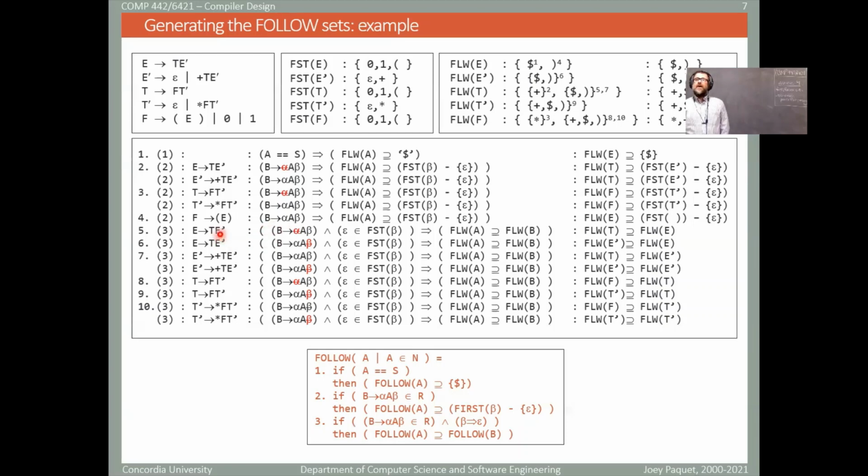So for example, here, obviously E prime can finish this sentential form. So I have found an occurrence of this pattern where E prime is beta, A is T, and B is E. So following this rule here, I have found that follow of A, which is follow of T, includes follow of B, or follow of E. So follow of T includes follow of E. So $ and close parenthesis are included in follow of T.